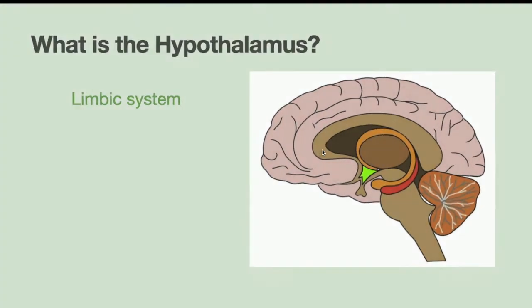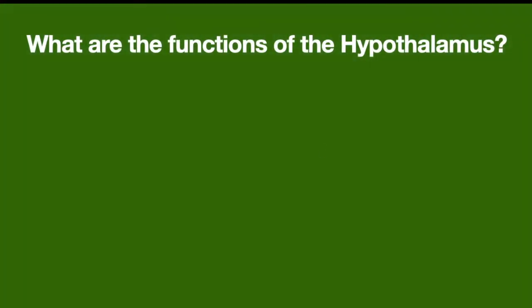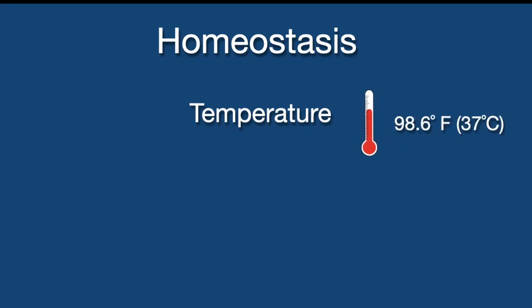So, what are the functions of the hypothalamus? Well, the first and most important function is homeostasis. Homeostasis is regulating an internal environment, regulating the body functions. One such thing that you need to regulate is temperature. The temperature in your body has to always be 98.6 degrees Fahrenheit or 37 degrees Celsius. Another thing that needs to be regulated is blood pressure.